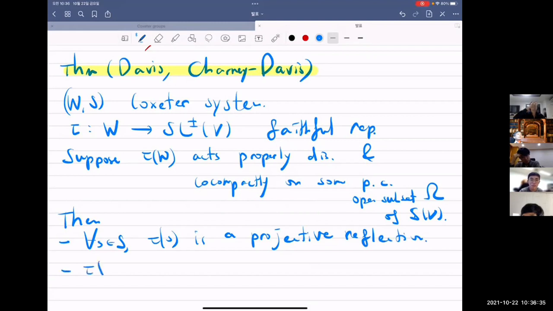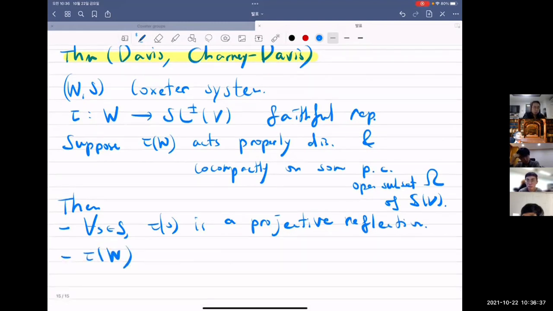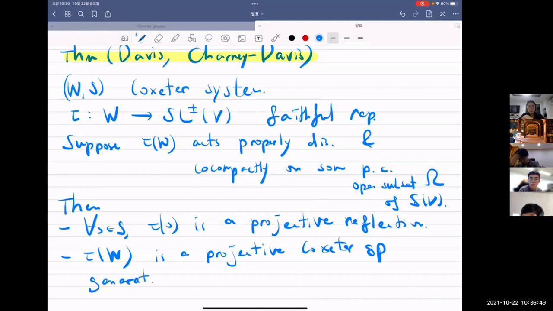And then tau(W) is in fact the projective Coxeter group generated by the reflections tau(s), s in S.